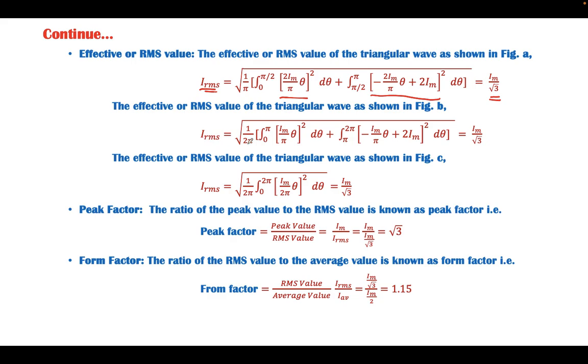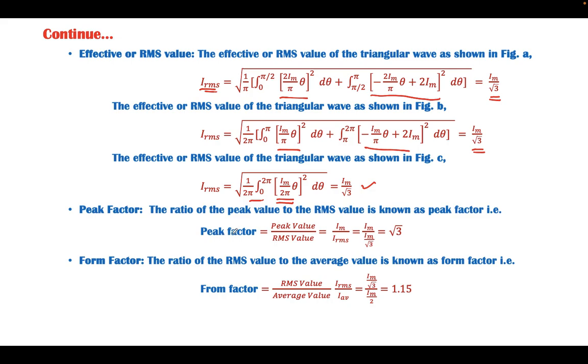Similarly, for the second waveform, squaring this function, squaring the second function, putting in all these limits and taking the square root of this whole quantity, the resultant value will be Im by root 3. For the third function, taking the square of the third function, integrating from 0 to 2 pi, that is the limit, and then taking the square root, the resultant value will be Im by root 3.